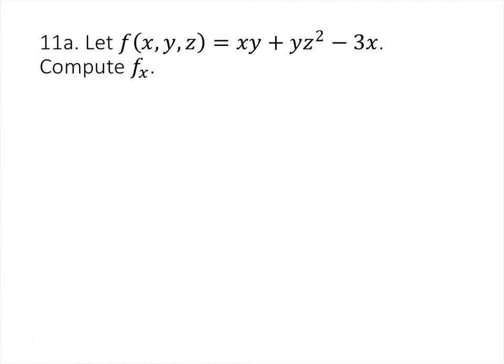Okay, here we have some practice problems with partial derivatives. So if we've got this function of x, y, and z, then f sub x is going to be the derivative of xy, which is y, plus the derivative of yz squared, since there's no x's in that, that's just 0. And the derivative of 3x is 3, so we get y minus 3.